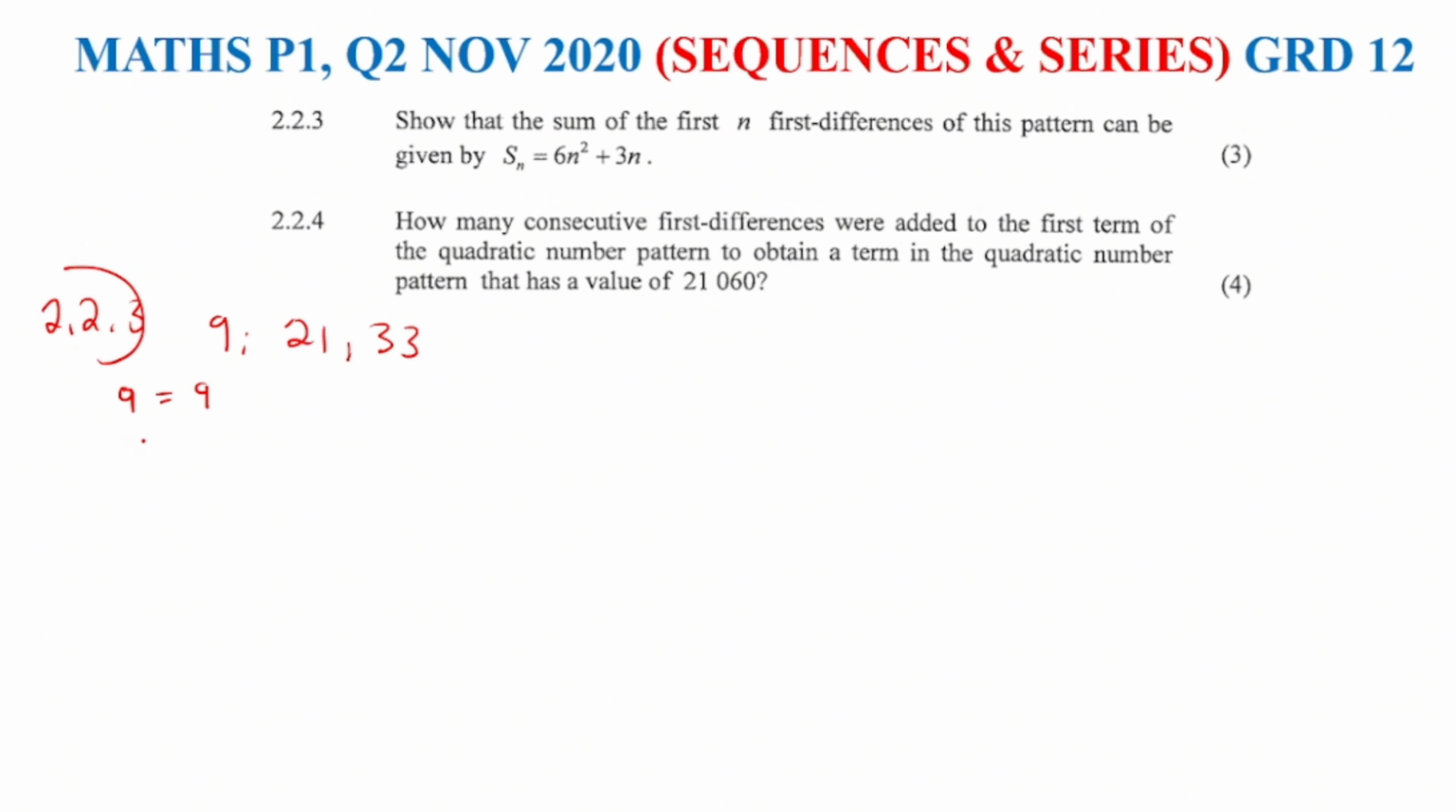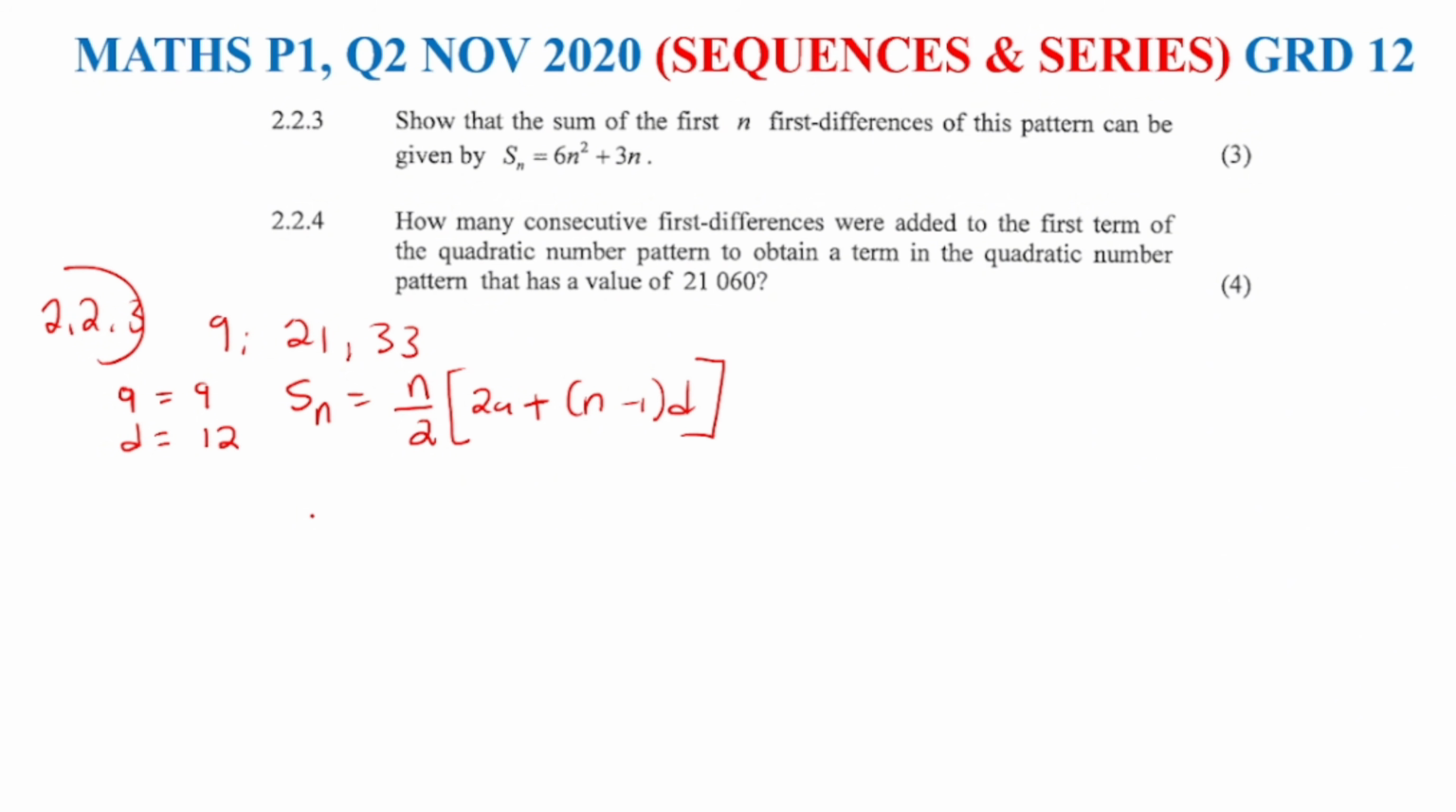Okay, and then the difference we already know, we sorted it out. That's why the difference is 12. Now they're asking us to calculate the general formula of the sum. We know that the sum of an arithmetic sequence is given by Sn = n/2 [2a + (n - 1)d].